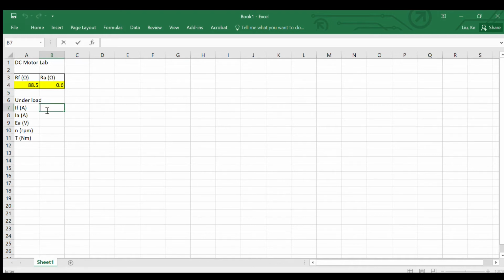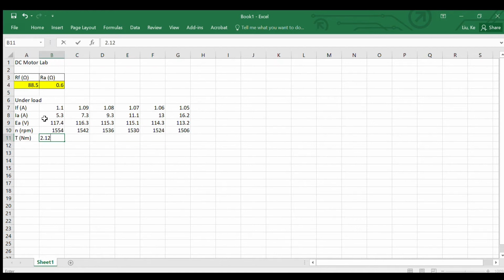Now let's enter all these numbers we got from the lab. We can just copy them over, but be careful, don't make a mistake here. We just spend a few minutes to put all these numbers in. All right, now all the numbers are entered already.